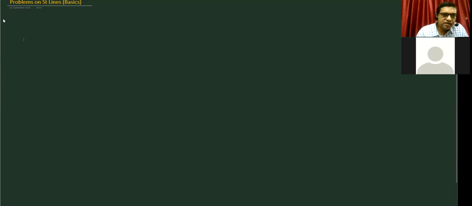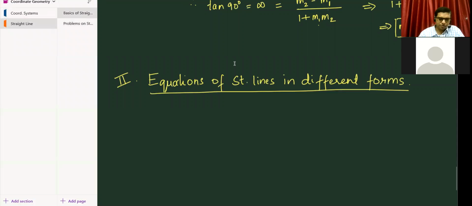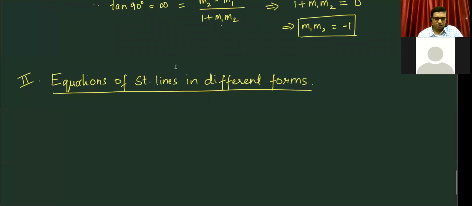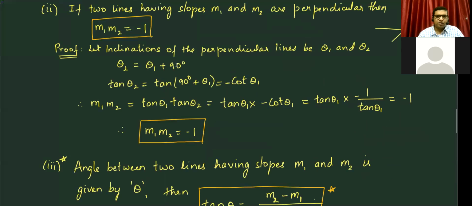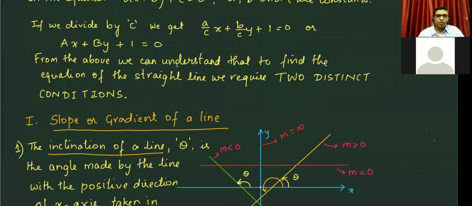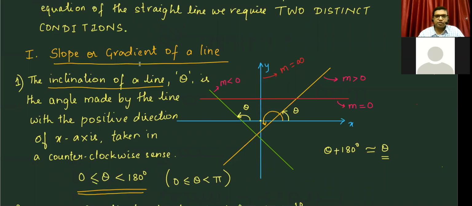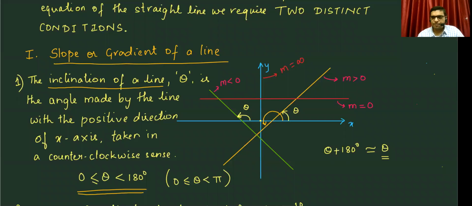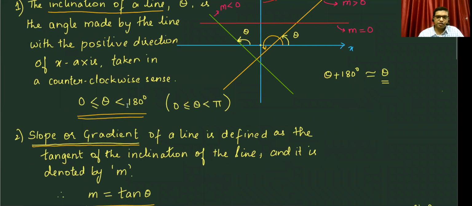Okay, so yesterday we did the basics of straight lines. We just covered what is slope. We saw what is inclination first, and tan of that inclination is the slope.